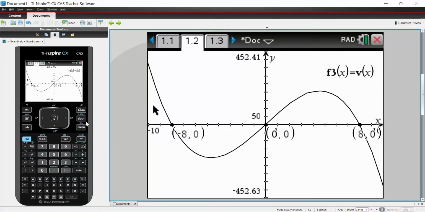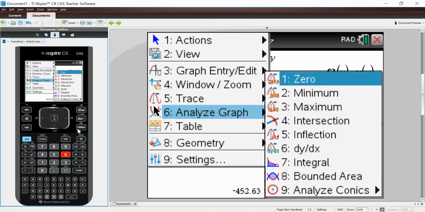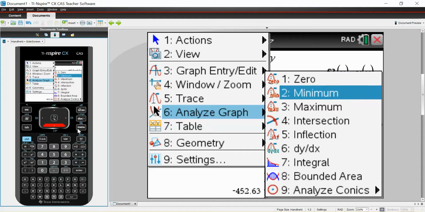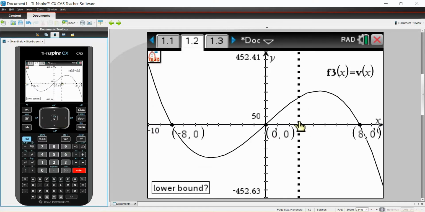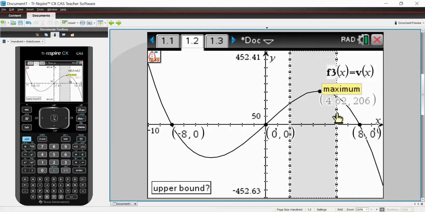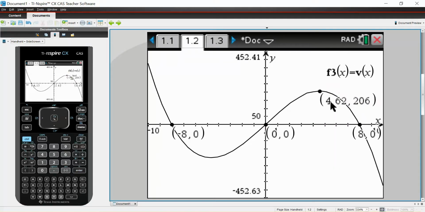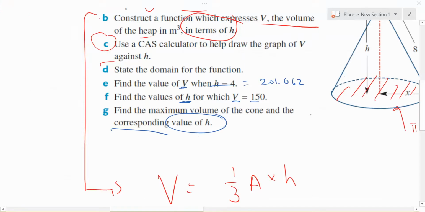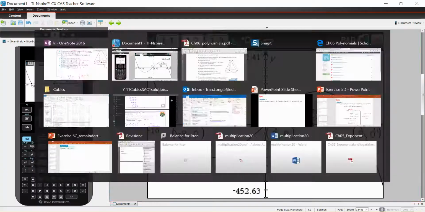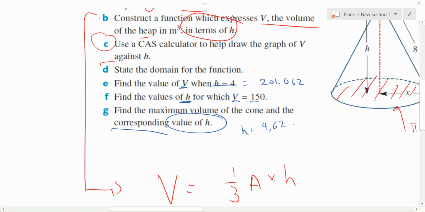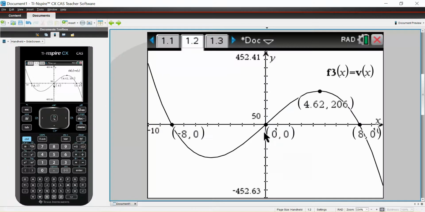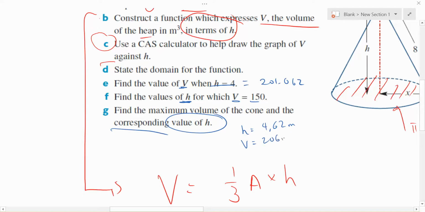And remember in analyze, so menu, analyze, instead of 0 for the x-intercepts, you got 3 for maximum. Maximum, so it's about somewhere over here. So I'm just going to do left bound and the right bound. And there you go. So when the volume is 206, remember the y value is your volume and the x value here is your height. So when the height is 4.62 meters or centimeters, I can't remember, meters, and the volume is then 206 cubic meters.